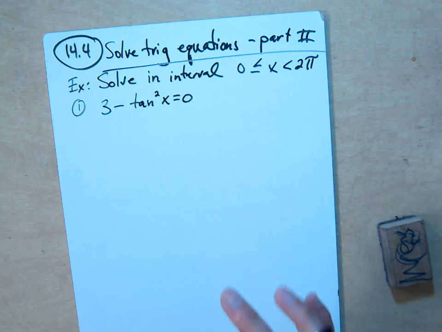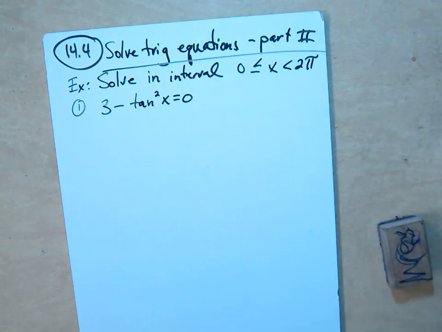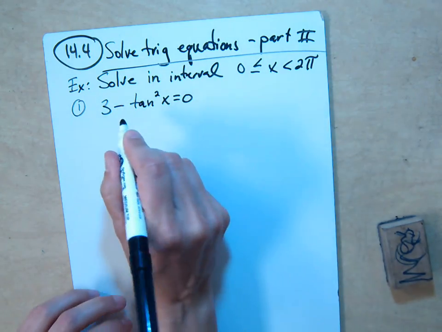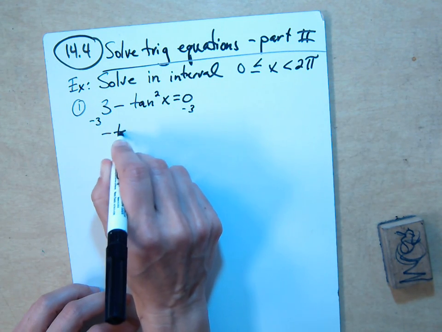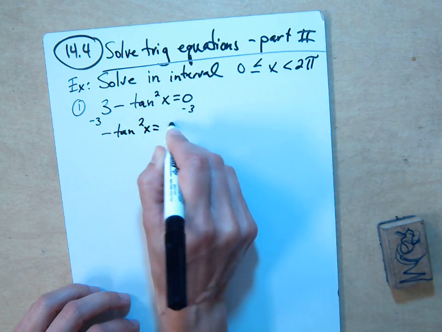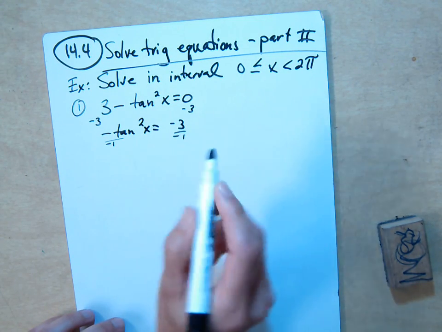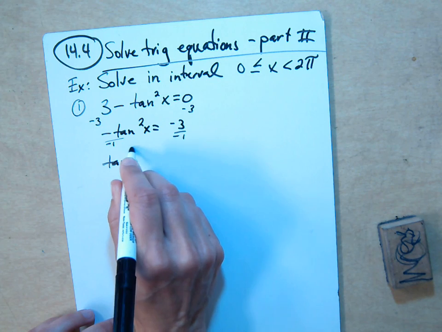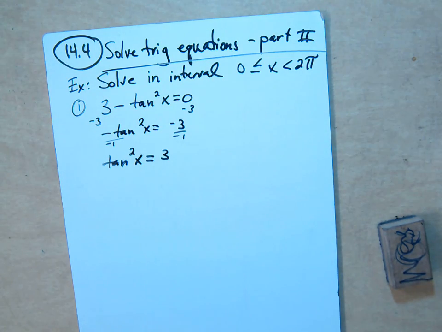And again, I'm solving for x. This works the same as last time. We want to get tangent squared alone. So you subtract 3 from each side. So you get negative tangent squared x equals negative 3. And then you divide by the negative 1, that's the invisible negative 1 that's in front. So we've isolated tangent squared as 3.